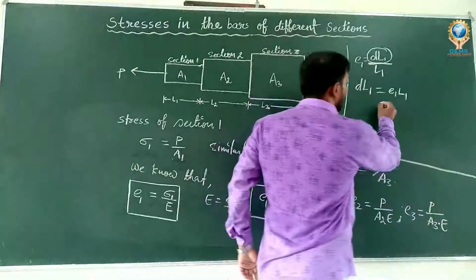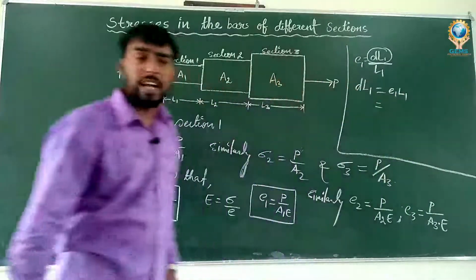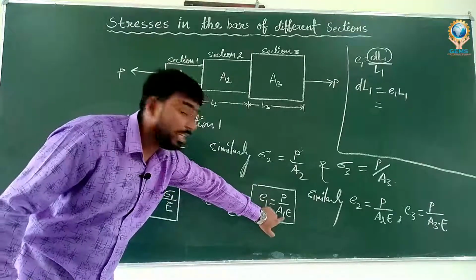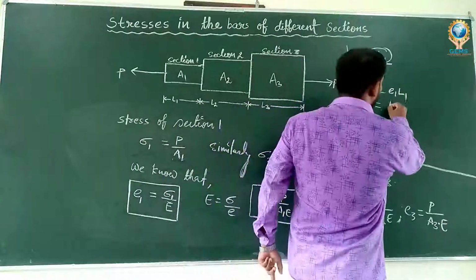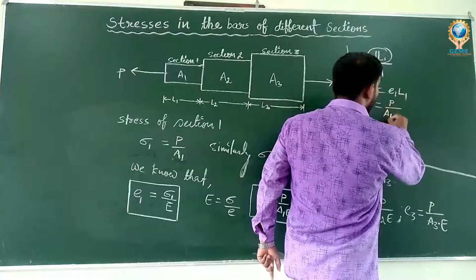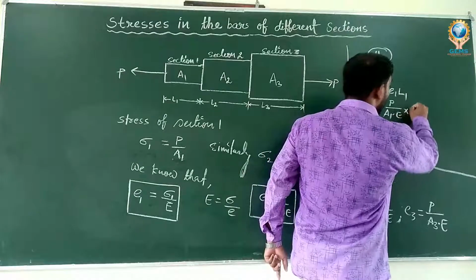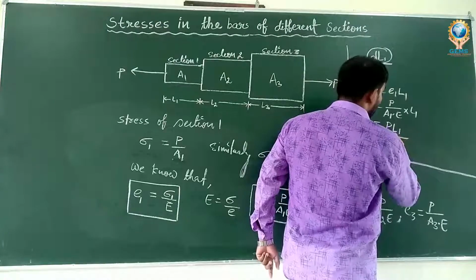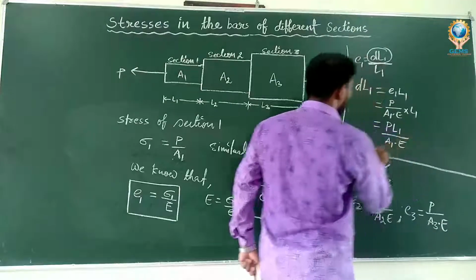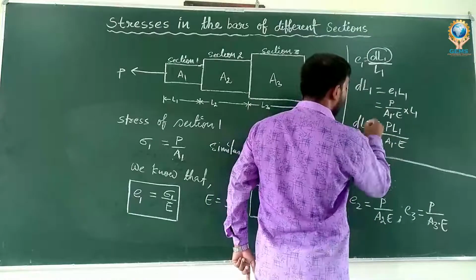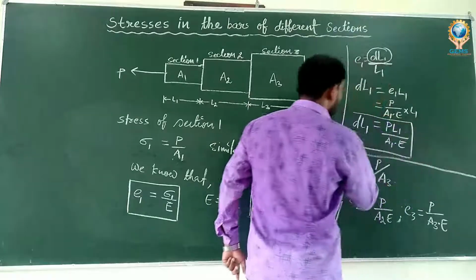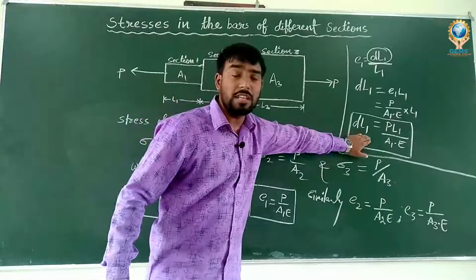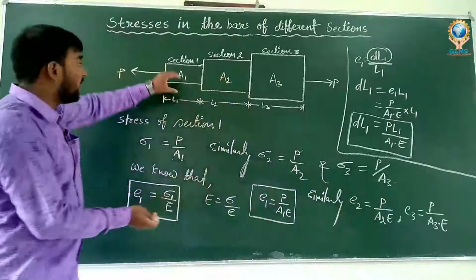And one more thing we know: what is the strain E1 value? E1 is P divided by A1 into E. So we substitute: P divided by A1 into E, into L1. That means P into L1 divided by A1 into E. This is the value of extension of section 1, that means change in length of section 1.